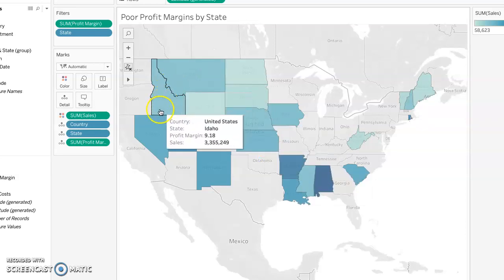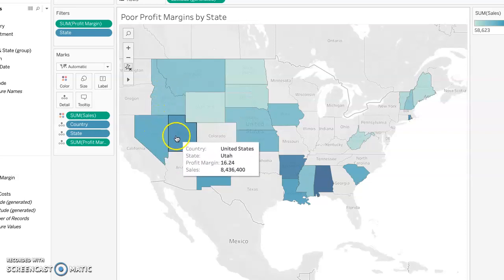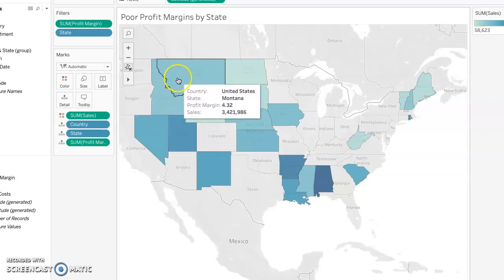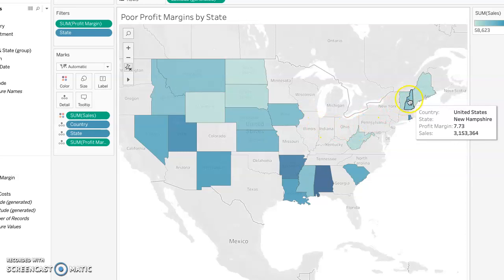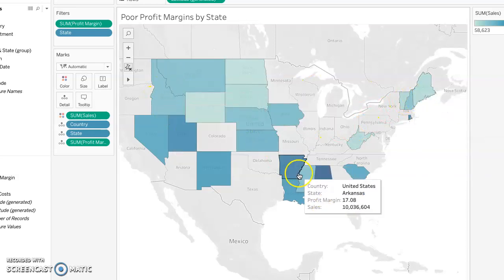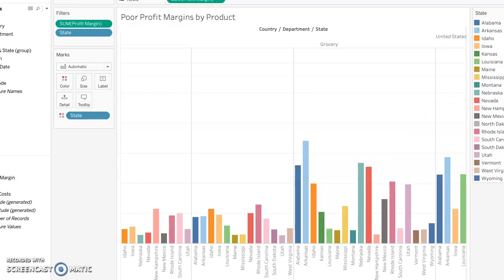I also added the sales number here just kind of as a reference point. It's not super important, but it gives you an idea of how they're performing beyond just the profit margin. So these are, again, all the states that have a profit margin below 20%. So the next sheet is where it really starts to get interesting.